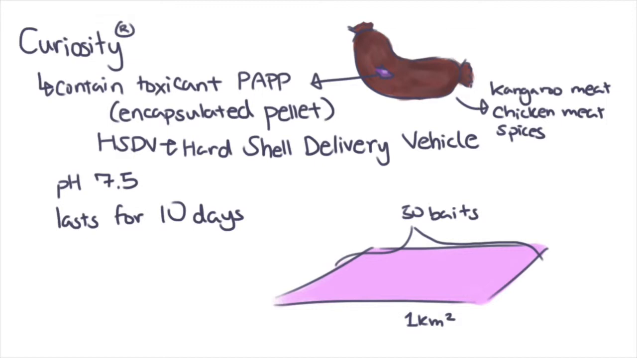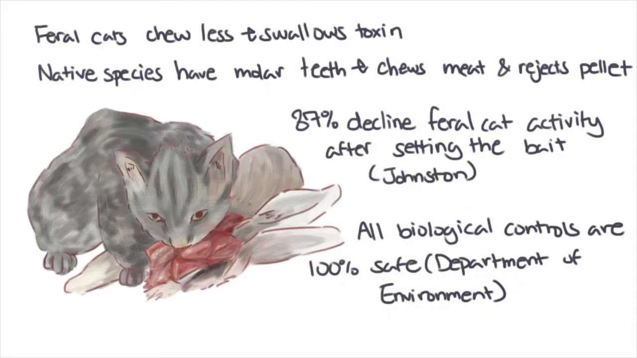This bait was distributed from the air over a 150 km² area of the Pantapinna Plain, where the feral cat population is relatively higher in density. There are 50 baits every square kilometer. The Curiosity bait is shaped into a sausage and the toxin PAPP is contained in a small hard pellet.